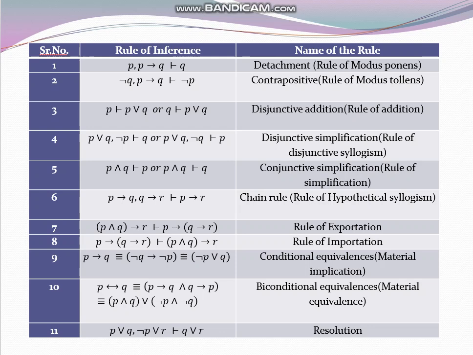Let us see the first rule. The name of the rule is detachment or rule of modus ponens. It says P, P implies Q yields Q. That means if proposition P is there and if we have P implying Q, if P then Q, then we have Q as the conclusion.